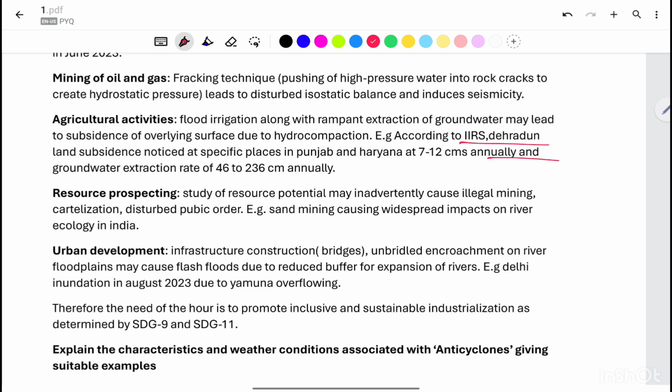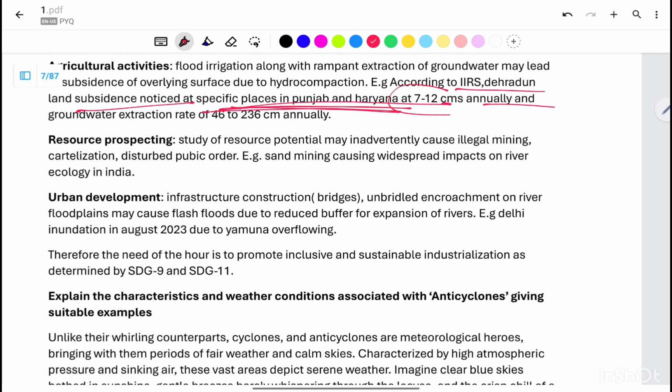Land subsidence is noticed at specific places in Punjab and Haryana at 7 to 12 centimeters per year. In Punjab and Haryana, there is approximately an average of 10 centimeters annually, due to groundwater extraction at a rate of 46 to 236 centimeters annually.